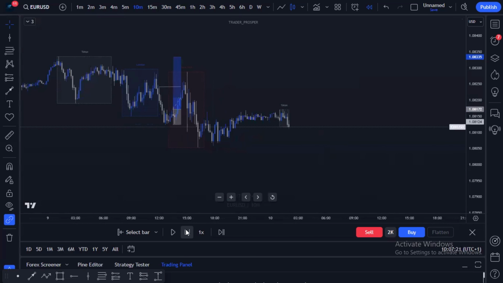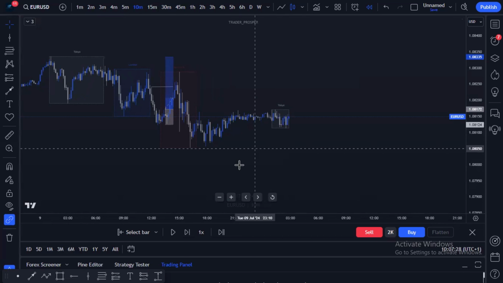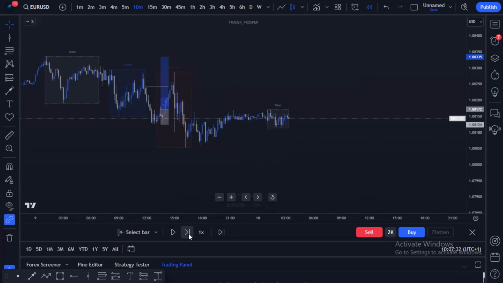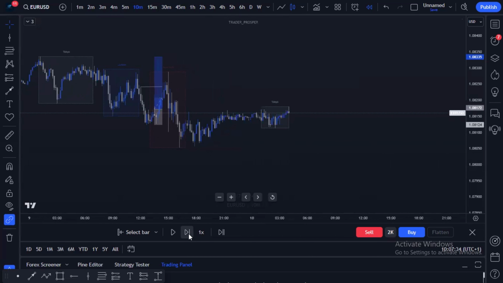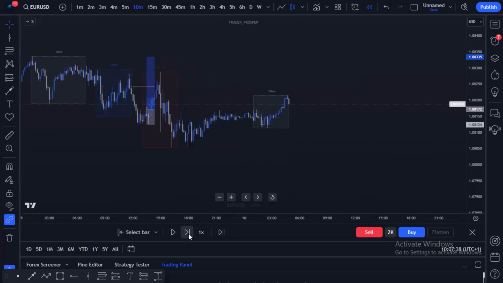Okay, so this is the start of Wednesday. Look at the time there, Wednesday, 10th July. All right, so the start of the Asian session range. We'll wait for the range to complete and see if we get an entry in the market.